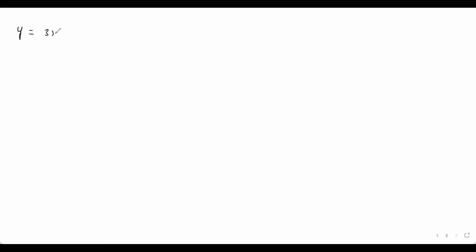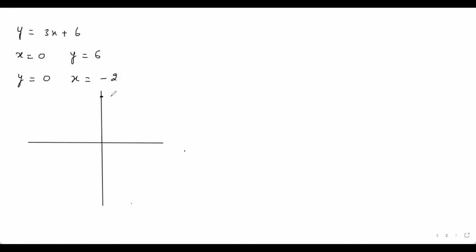Now y is equal to 3x plus 6. I'm going to draw the graph of this polynomial. If x is 0, then y is equal to 6. If y is equal to 0, then x is equal to minus 2. So its graph is, let this point be (0, 6), where x is 0 and y is 6. And this is the point where x is minus 2 and y is 0. Join these points. So this is the graph of the polynomial 3x plus 6.